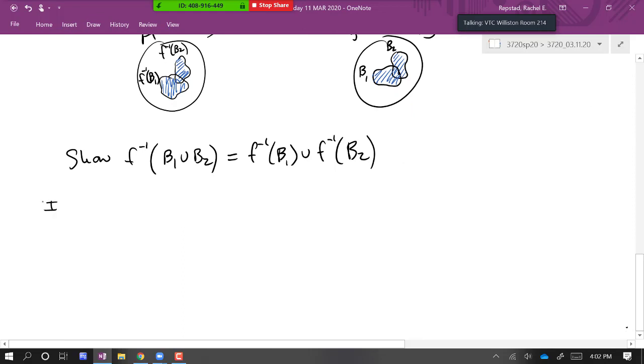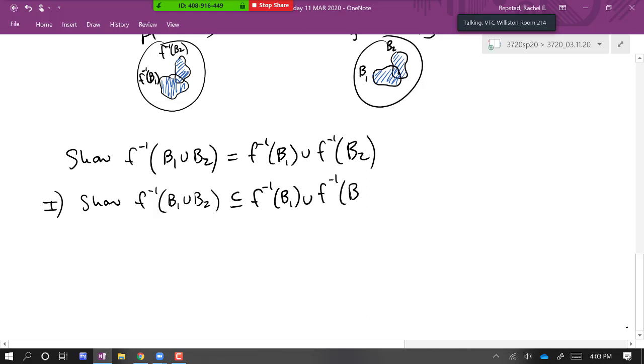In part 1, you're going to show that the preimage of B1 union B2 is contained in, is a subset of, the preimage of B1 union the preimage of B2. And the way we do a containment proof is we say, well, let some element A be in the preimage of B1 union B2.